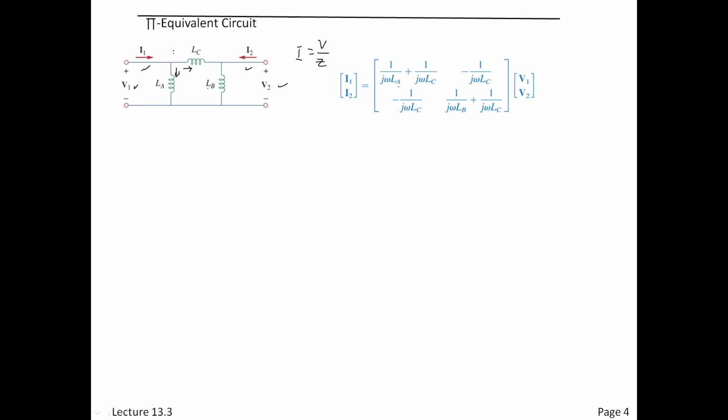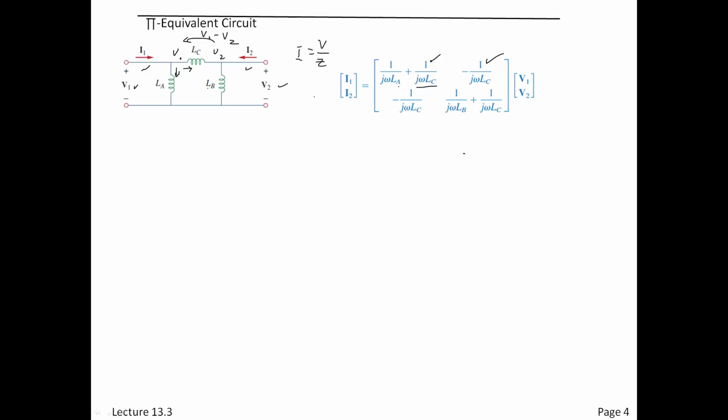LC experiences V1 on this side and V2 on this side. So there's a net voltage here of V1 minus V2. Okay, and that is what gives rise to this term and this term, right? Those are directly a function of that V1 minus V2, 1 over j omega LC times V1 minus V2. Anyway, we go on and write all of those.